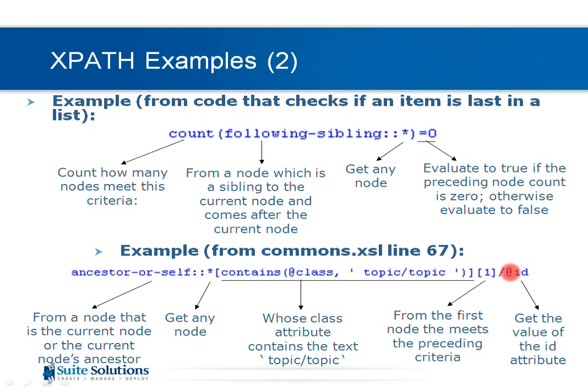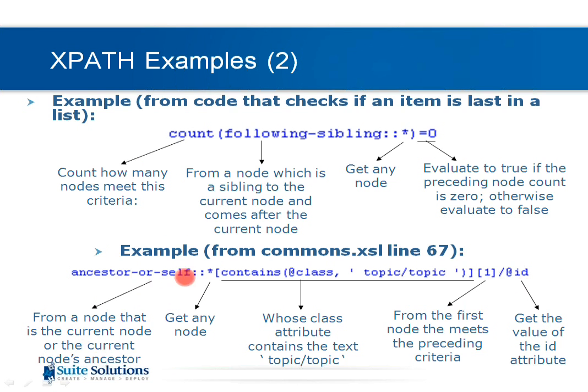If you remember in the abbreviated syntax, the @ sign is short for an attribute. So it's asking to get the value of the ID attribute. So which ID attribute? We want to say from a node that's the current node or the current node's ancestor, that's the ancestor-or-self axis.